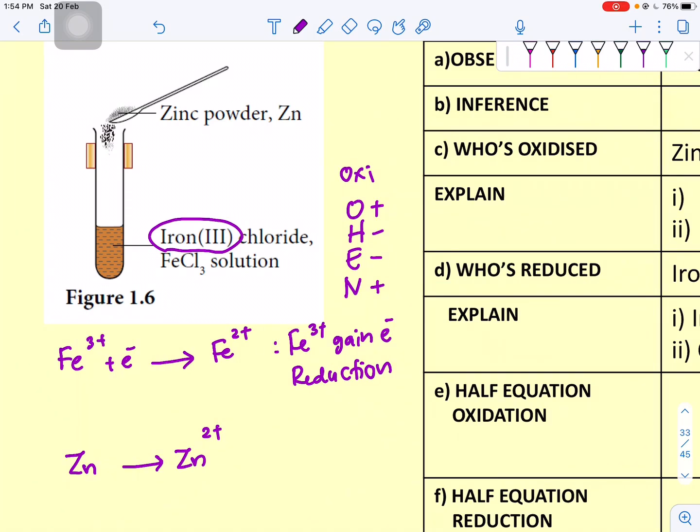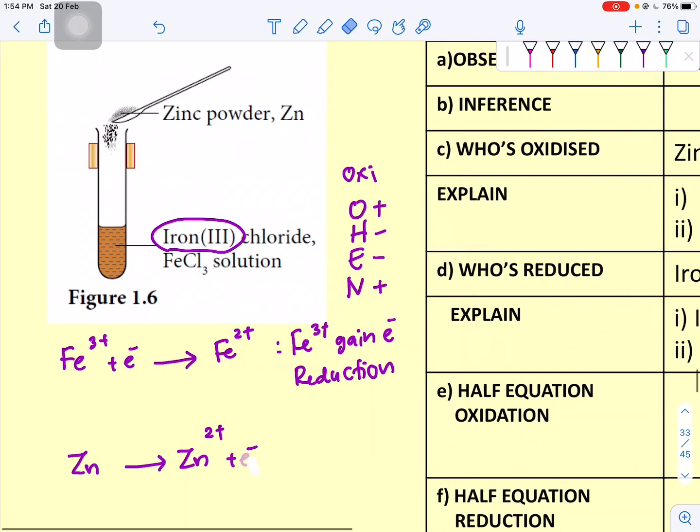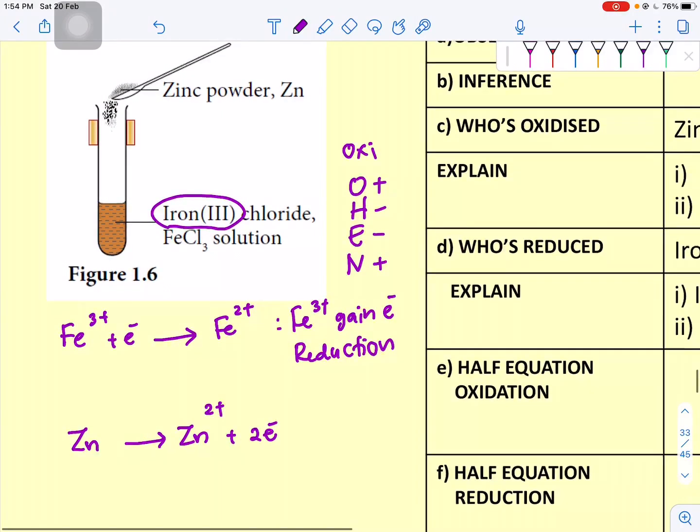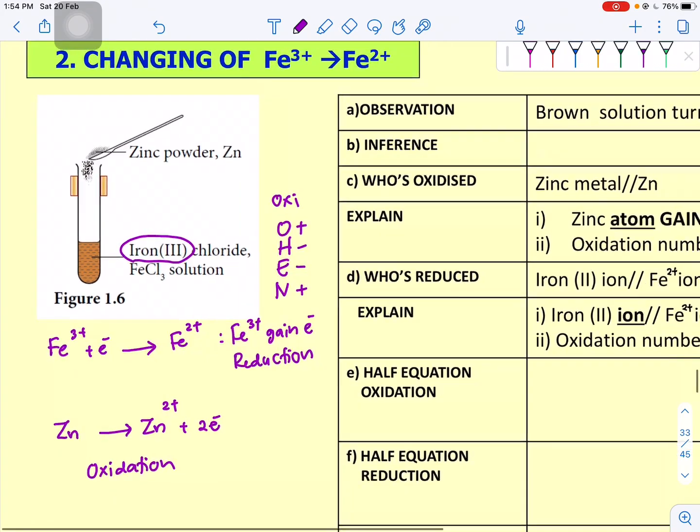So, how many electron involved? It will be 2 electron. Where to put the electron? Left or right? Mana lebih positif? Right lebih positif. So, electron will be here. It's 2 electron. Duduk belah kanan. Okay. So bila tengok dari segi ni, zinc telah pun lost electron, so dia sedang berlaku oxidation. So dia melengkapkan reaction bagi iron 3 just now.